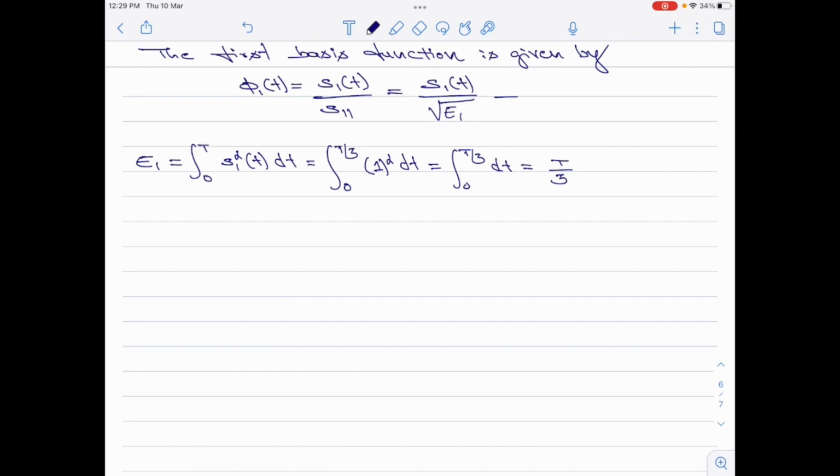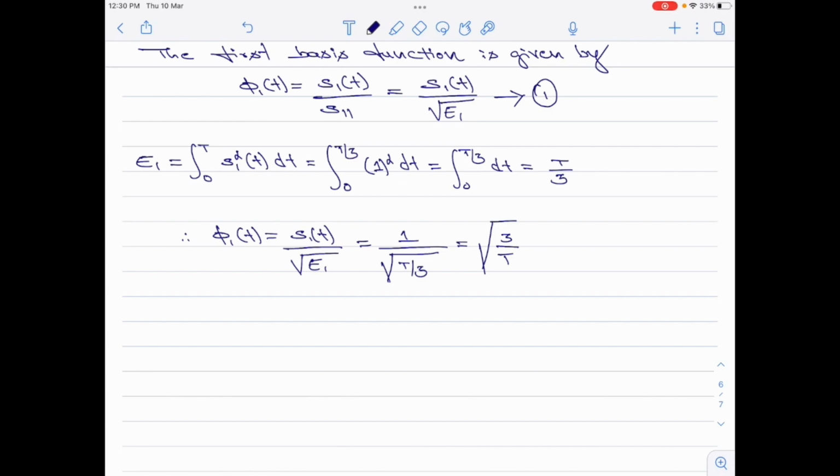So, I will go back to the equation for phi 1 of t, let me call it equation 1, and I will substitute the new expression for E1 into equation 1. So, the first basis function is given by phi 1 of t equals S1 of t divided by square root of E1, equals S1 of t over the interval, which is 1, divided by square root of the value of E1, which is T by 3. So, the answer for this is square root of 3 divided by T.